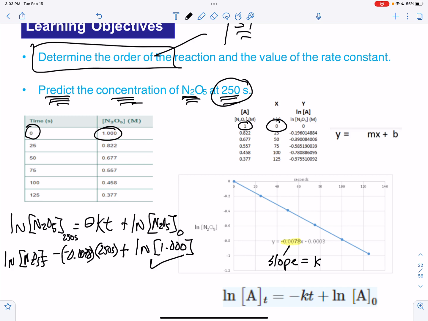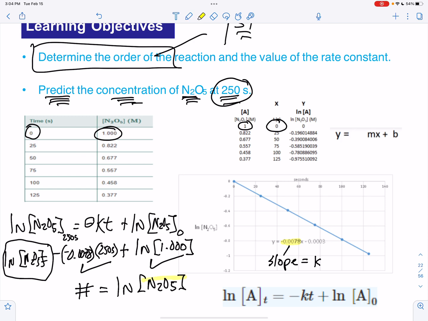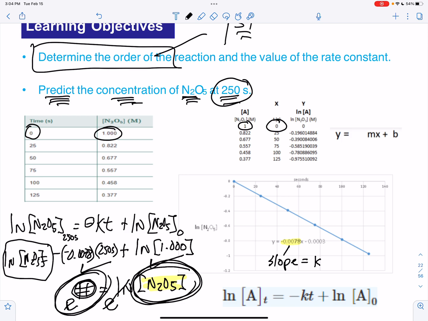You can put this on your calculator, and then you're going to get the result for this. The number that you're going to get is going to be equal to the natural logarithm of N2O5, right? But that's not what I'm looking for. I'm looking just for the concentration. So we're going to get rid of the logarithm by doing the inverse of the logarithm on both sides. Whatever number you found, you put it on your calculator. This cancels that. Once you do that, that's going to be your answer. So once more, the most important thing to remember is that your rate constant value is going to be the slope of your straight line.